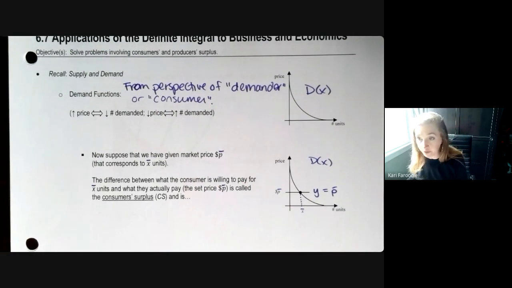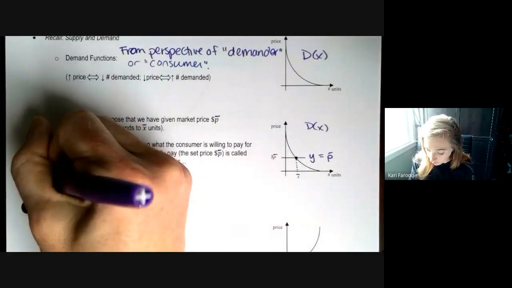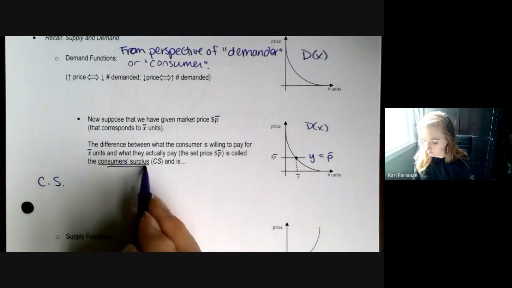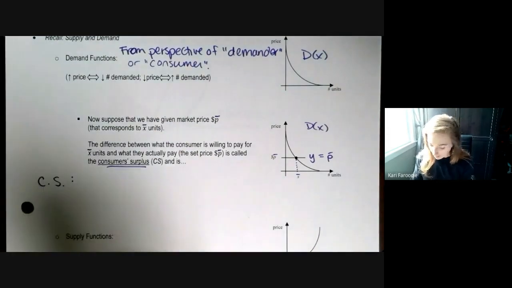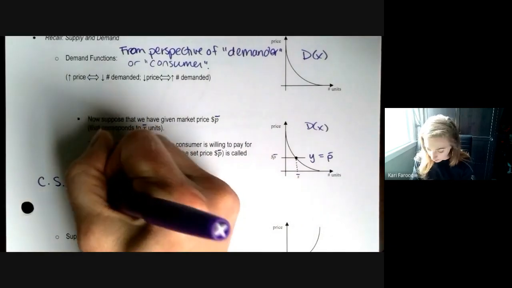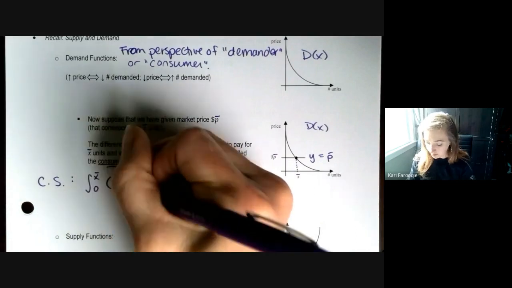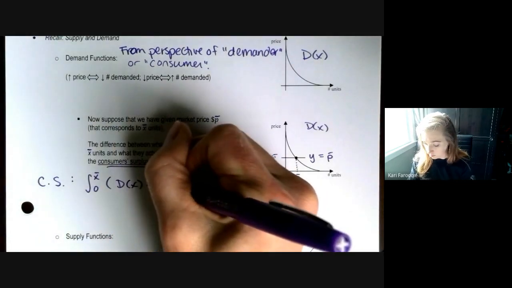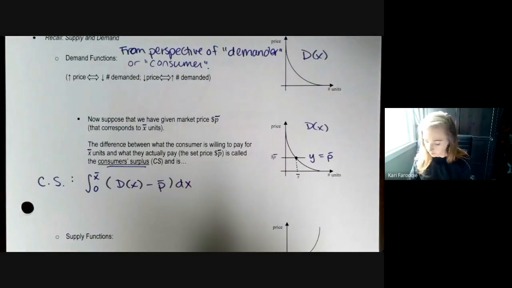Now, the function that you're going to use here to find that consumer surplus, CS is what we're going to call it. When you see it again, you'll know. You're going to integrate from 0 to X bar. And inside the integral, you're taking that demand curve and you're taking away P bar, dx.